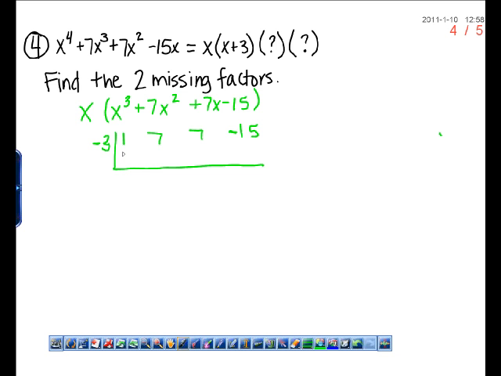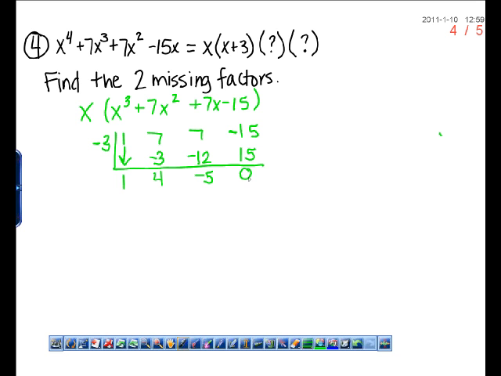All right, bring down our 1. So I'm going to have 1. 1 times negative 3 is negative 3. 7 plus negative 3, 4. 4 times negative 3, negative 12. 7 plus negative 12, negative 5. Negative 5 times negative 3, 15. Negative 15 plus 15. 0.